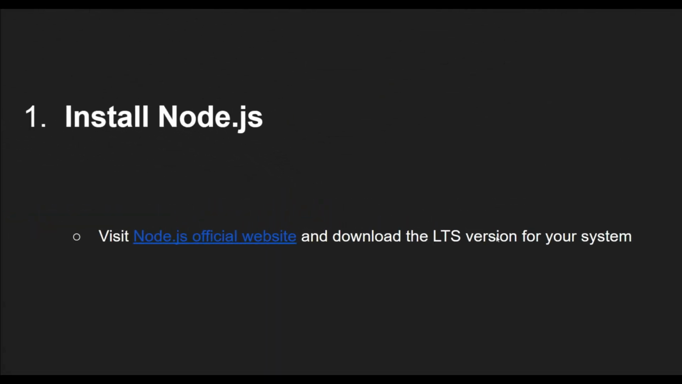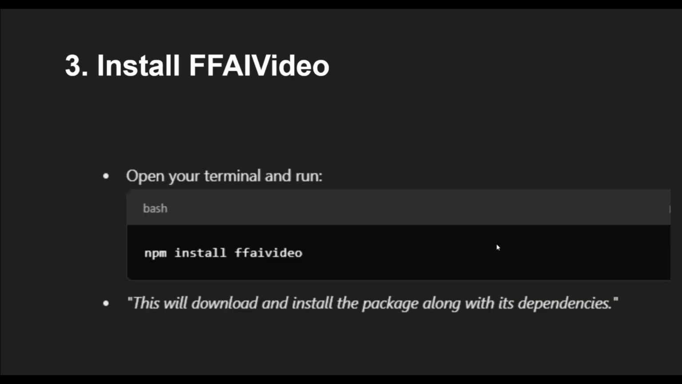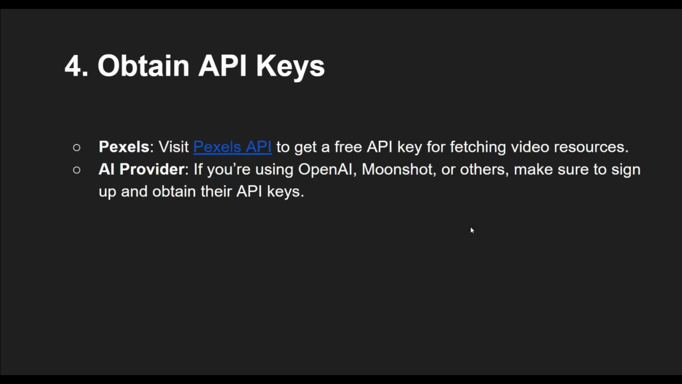Start with installation. FFAIVideo is built for Node.js, so make sure you have Node.js and npm installed on your machine. You will also need FFmpeg as its backbone for video processing. Once this is all done, open your terminal and run npm install FFAIVideo. This will download and install the package alongside its dependencies.